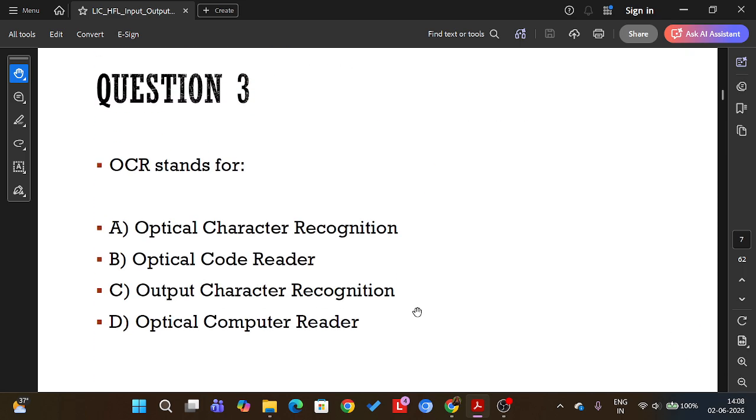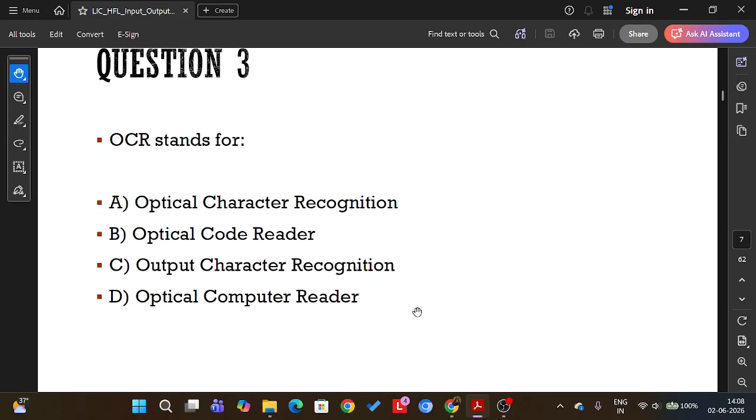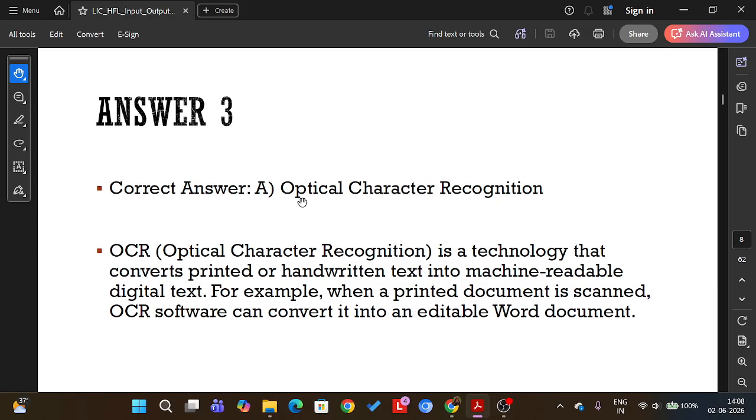Question 3. OCR stands for: Optical Character Recognition, Optical Code Reader, Output Character Recognition, or Optical Computer Reader? So what does OCR stand for? OCR stands for Optical Character Recognition. Optical character recognition is a technology that converts printed or handwritten text into machine-readable digital text. For example, when a printed document is scanned, OCR software can convert it into an editable Word document.